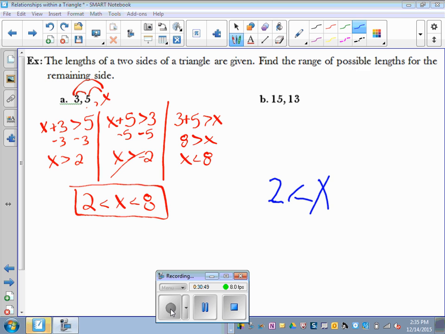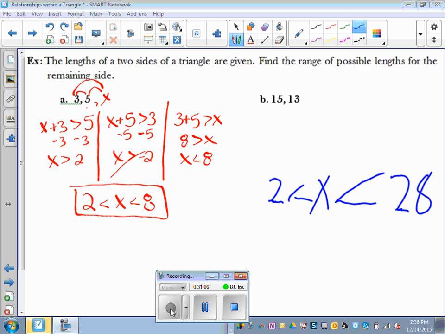I don't know. I think you have a brain. And then it's x is less than 28, because 15 plus 13 is 28.